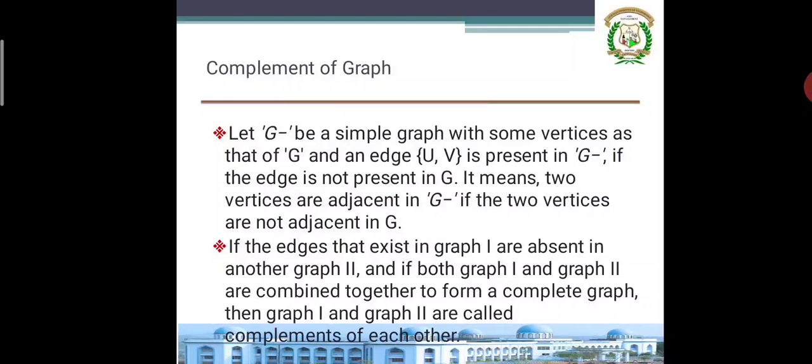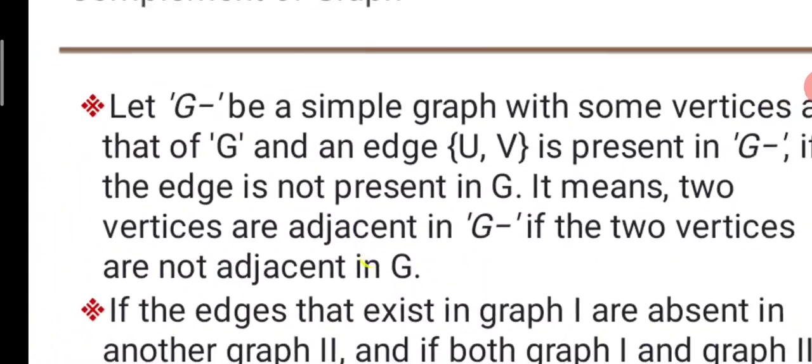Welcome back to Discrete Mathematical Structures. There I was explaining graphs to you. We were studying the fifth module. The first module and fifth module we are completing online. Now, complement of a graph.